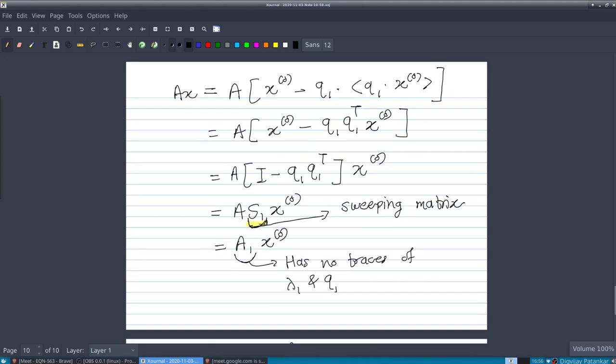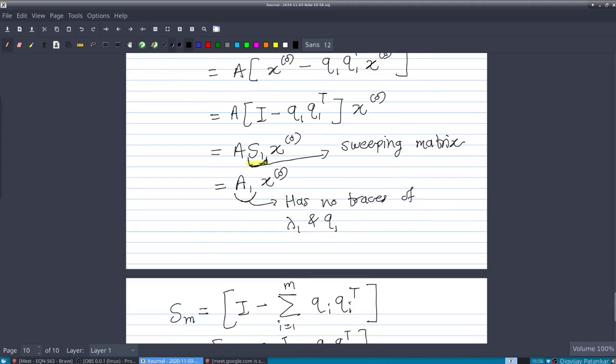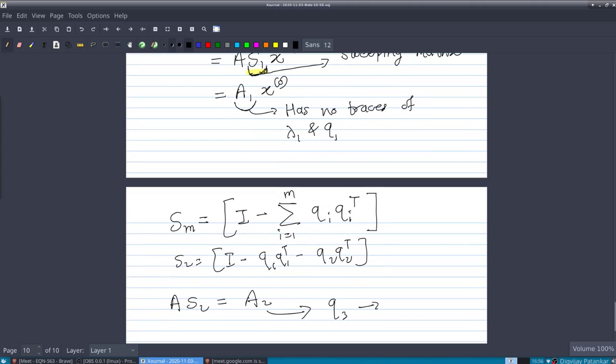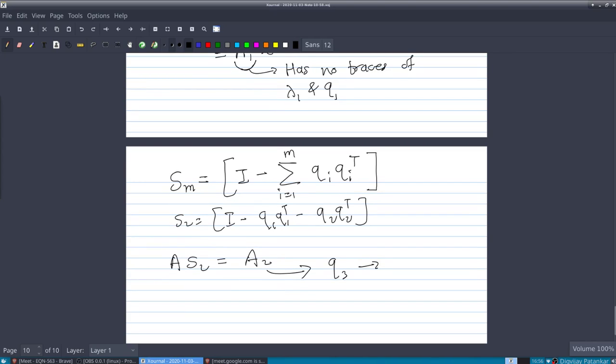Sir, for getting lambda 3 directly, we will put m equal to 2 in this sweeping matrix S m? Yes, m equal to 2, because we have to sweep two Qi's, lambda 1 and lambda 2. Then you will get lambda 3 and Q3. Sweeping matrix means it will remove those parts, Q1 and Q2. So for that, of course, you need to know Q1 and Q2. You cannot directly go to Q3.